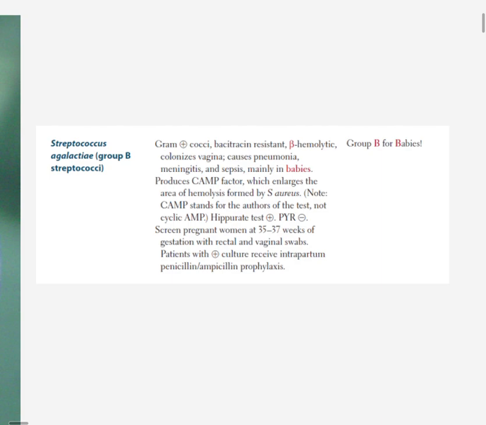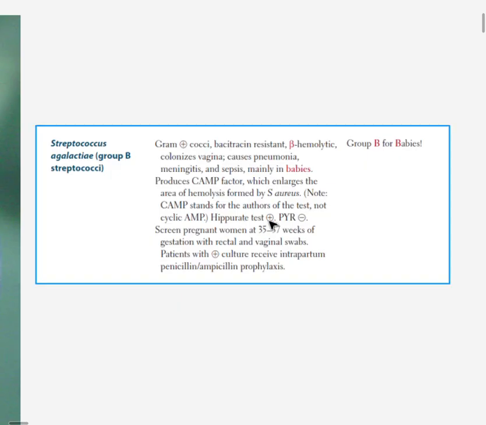It causes neonatal sepsis: the baby becomes lethargic, feeds poorly, and fever is present. It causes neonatal pneumonia, with respiratory distress soon after birth. It causes neonatal meningitis, one of the most common causes of meningitis in neonates.